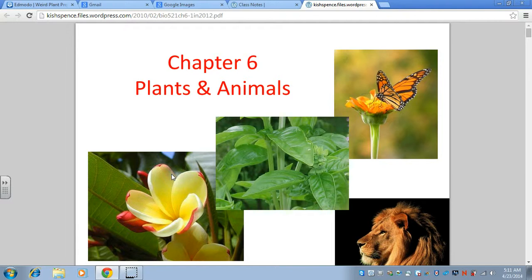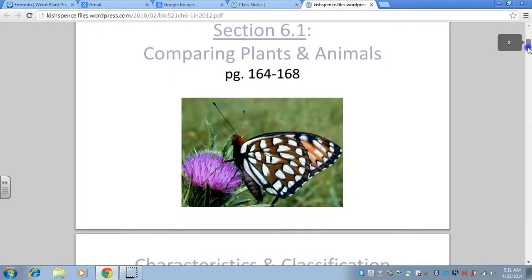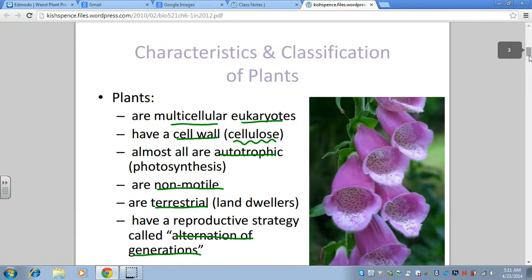And the first part of chapter 6 is kind of an overview. So chapter 6 section 1 is a little bit of an overview of plants and animals, and kind of compares some of their basic features. So we'll take a look at it. So the characteristics that plants have in common are that they are multicellular, and they're eukaryotes.